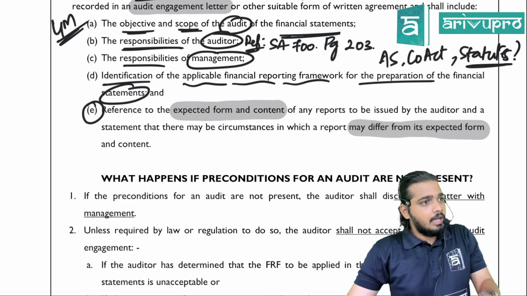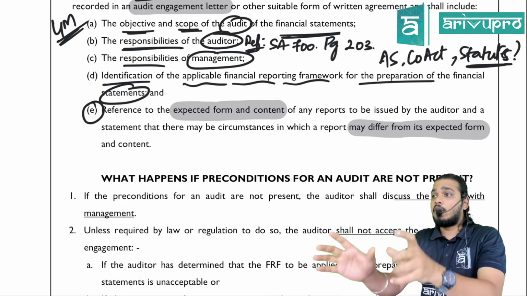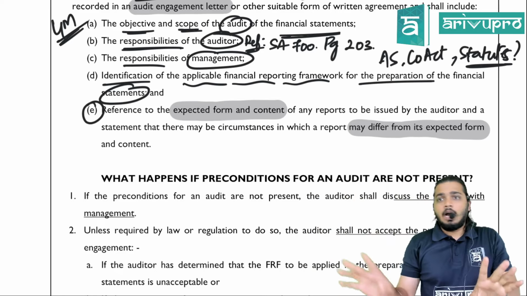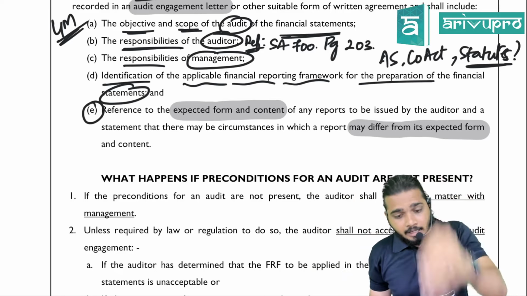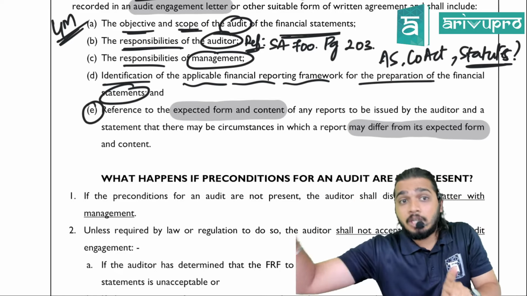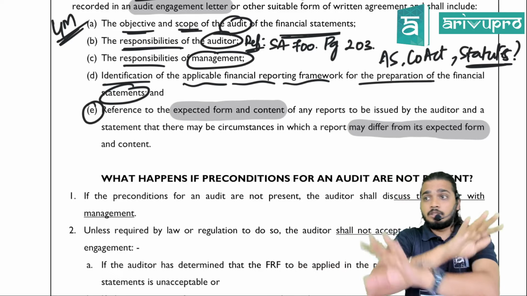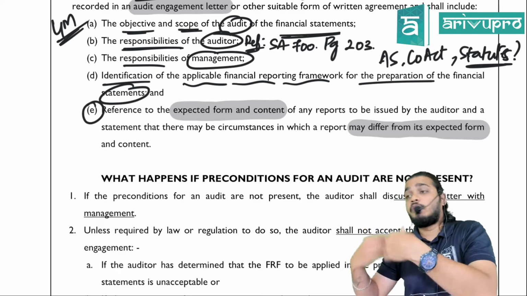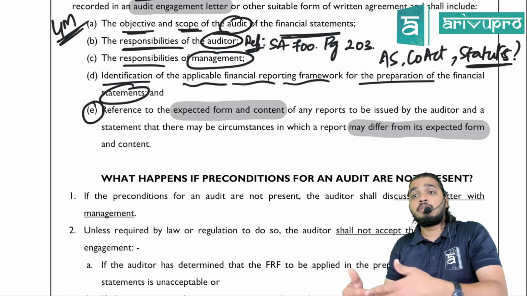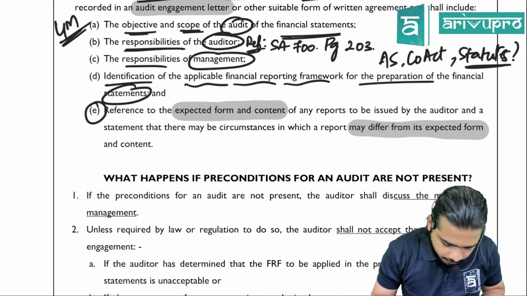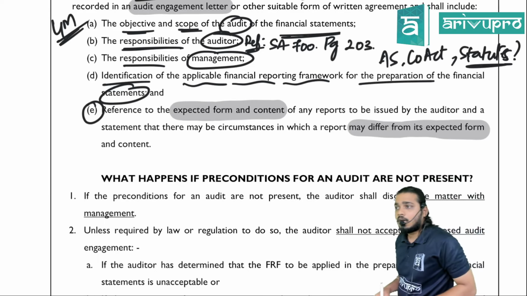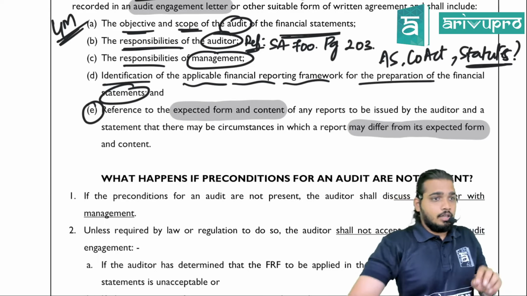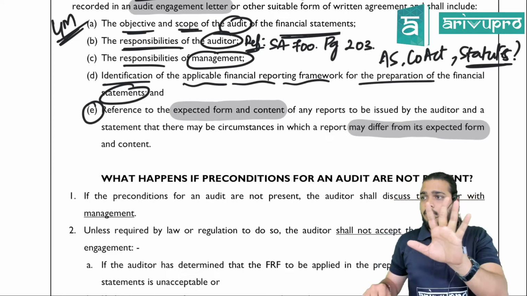Similarly, in audit, I can just give a reference to how a report looks like. I have to tell them that the actual might change due to circumstances. If circumstance does not change, it will look similar. If circumstance changes, the form also will change, content also will change. That is your point number 5. Understood? Yes. 5 points I have to put in the audit engagement letter.